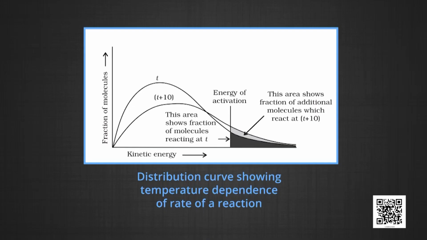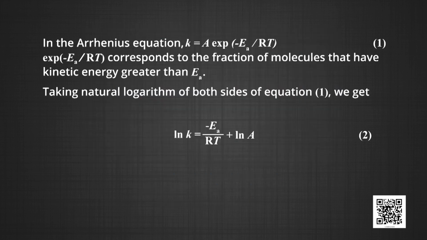It is clear from the diagram that in the curve at T plus 10 degrees Celsius, the area showing the fraction of the molecules having energy equal to or greater than activation energy gets doubled, leading to a doubling of the rate of reaction. In the Arrhenius equation, the factor exponential minus EA by RT corresponds to the fraction of the molecules that have kinetic energy greater than activation energy.